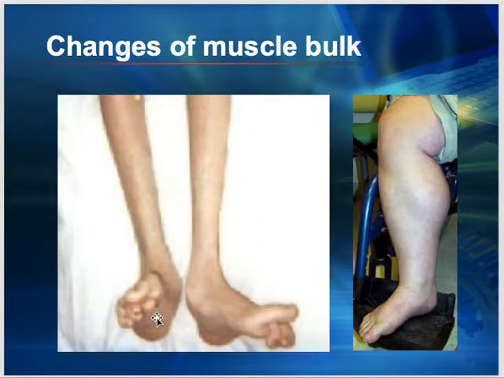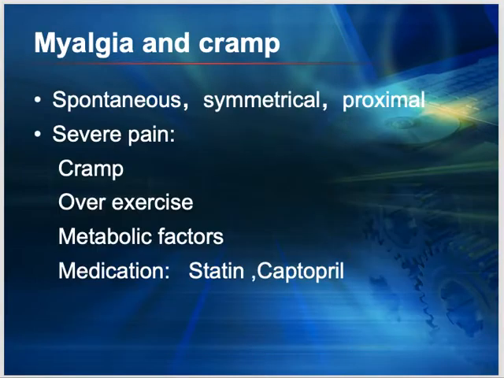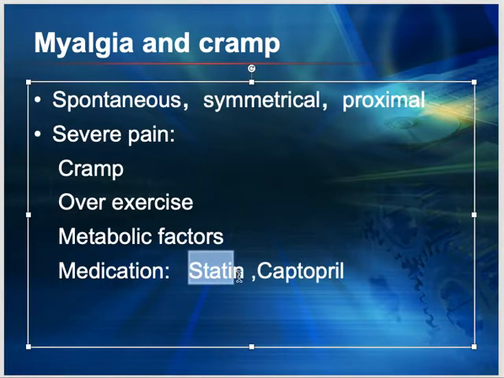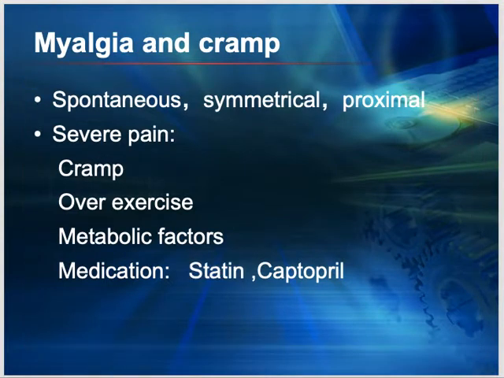You can see over here the wasting of the muscles, and here you can see the pseudohypertrophy. Whenever they have myalgia or cramps, they could be spontaneous and they will be symmetrical, mostly in the proximal muscles. You have to take the history of pain, its character, site, radiation, all of that, plus the medication history. Statins, as I told you, are one of the drugs which cause myopathies.